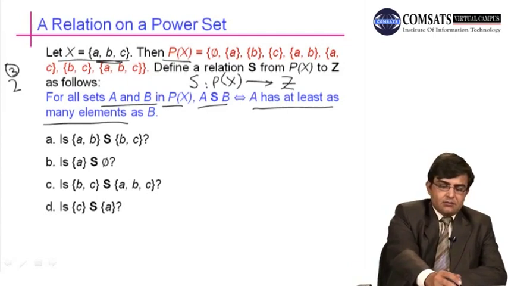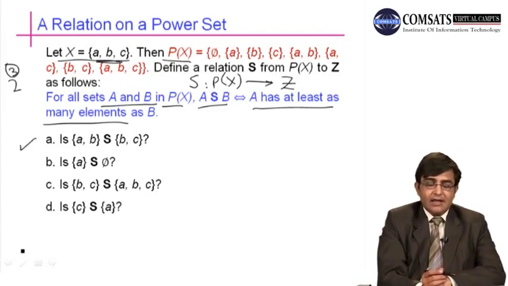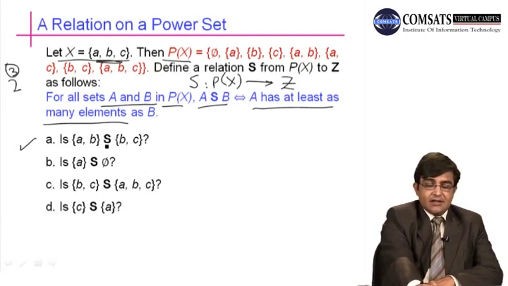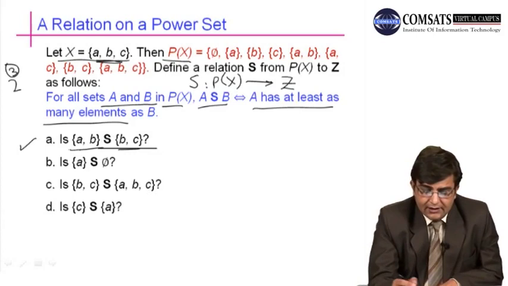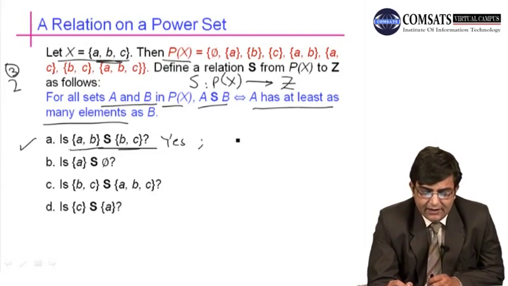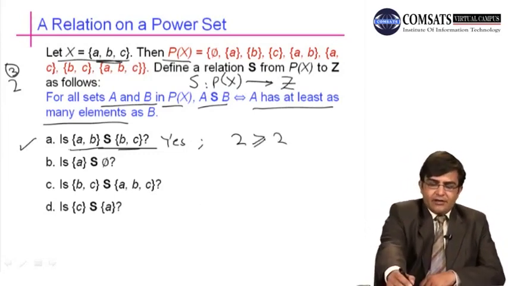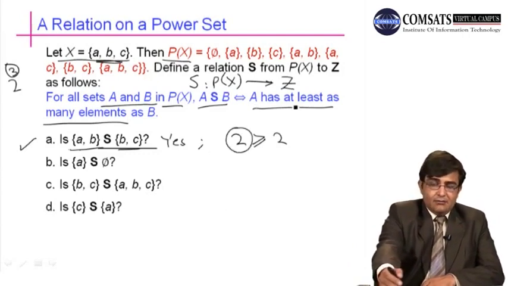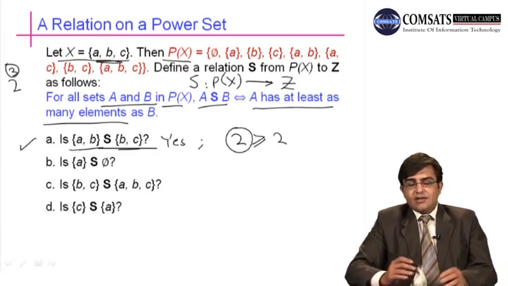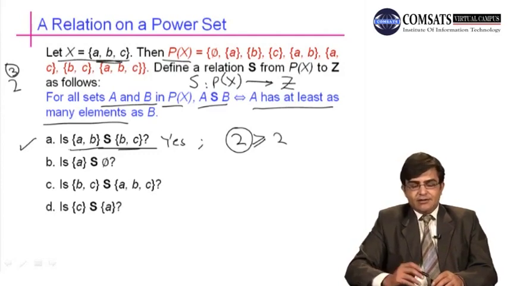So we can see in the first part, set A is related to set B under this relation S. Are these two sets related or not under this relation S? Yes. Why? Because the number of elements in the first set is 2 and the number of elements in the second set is also 2. This is greater than or equal to this. So A has at least as many elements as B. This is true because A has 2 elements and B has 2 elements.